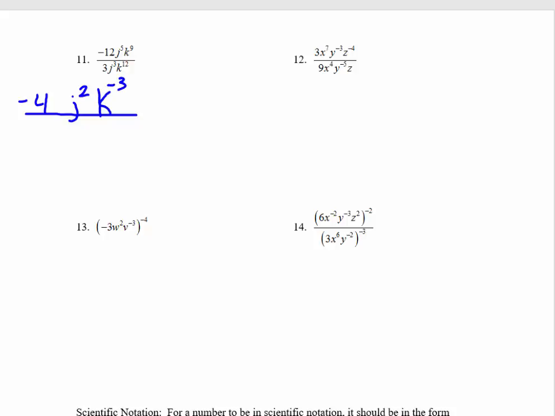Really what's on bottom is a 1, but it's understood to be there, so we're okay at this point not putting a 1 down there. But if you want to, you can. At this point, if we have any negative exponents, we need to get rid of them. So this k to the negative 3 needs to go down, but nothing else. Negative 4, j squared stays on top, and k to the 3rd will move to the bottom.